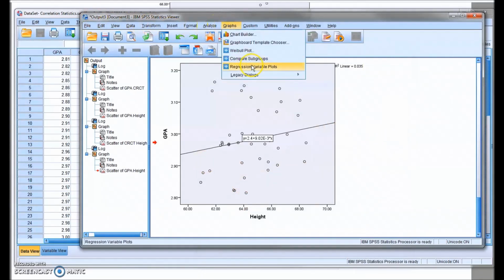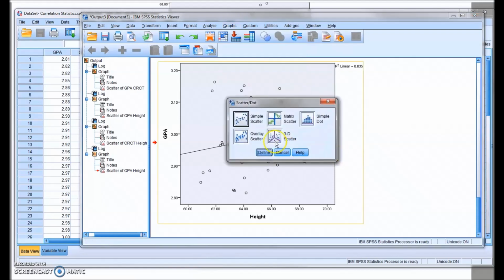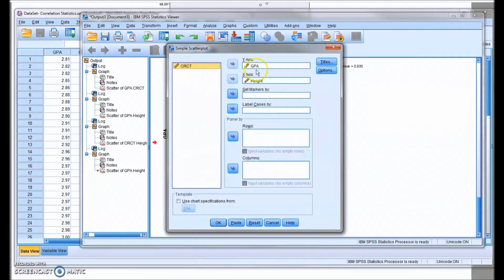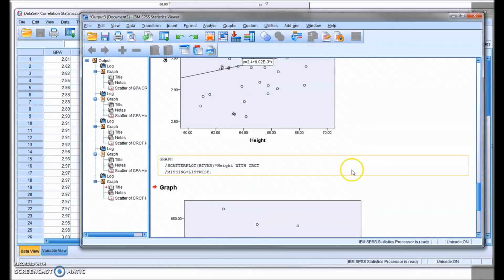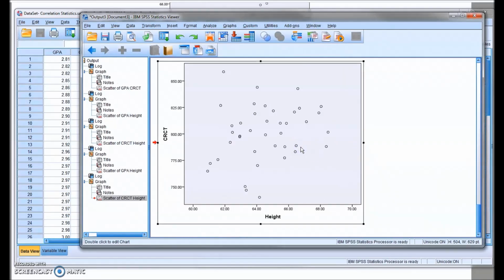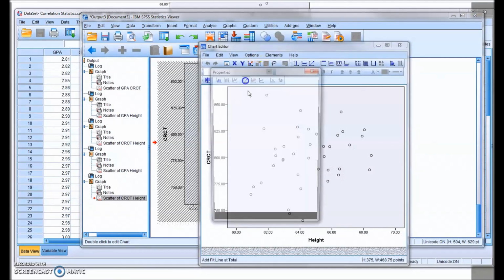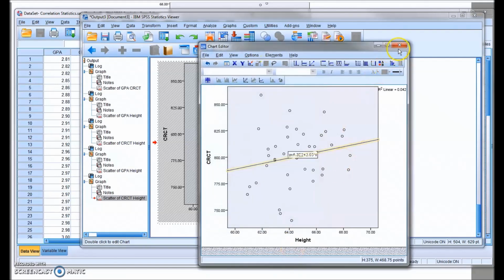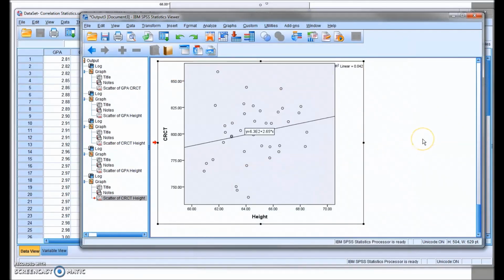So I go back to my graphs, I go back to scatter plots. And so I have done between GPA and CRT, I've done between GPA and height. So now I need to do between CRT and height. So I press OK. I get this graph. Once again, I look at the linearity. And this is what it looks like.